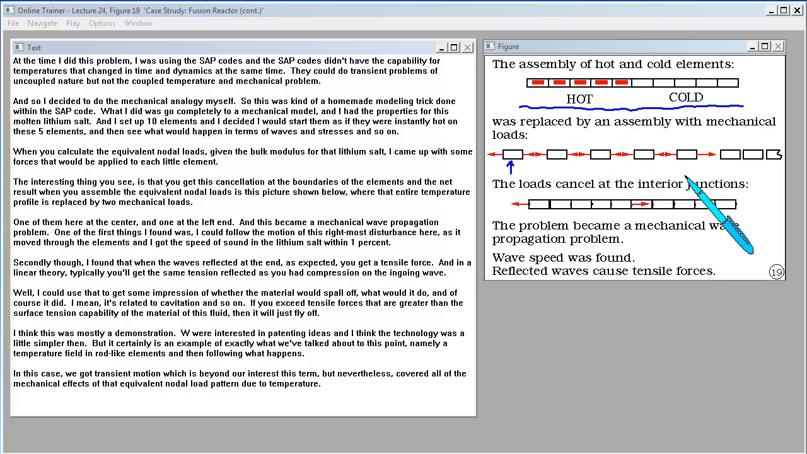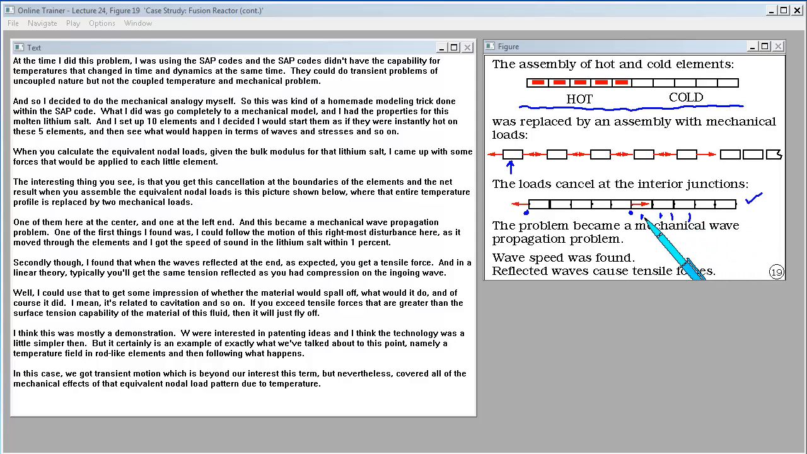The interesting thing you see is that you get this cancellation at the boundaries of the elements. And the net result when you assemble the equivalent nodal loads is this picture shown below, where that entire temperature profile is replaced by 2 mechanical loads, one of them here at the center and one at the left end. And then this became a mechanical wave propagation problem. One of the first things I found was I could follow the motion of this rightmost disturbance here as it moved through the elements, and I got the speed of sound in the lithium salt within 1%.